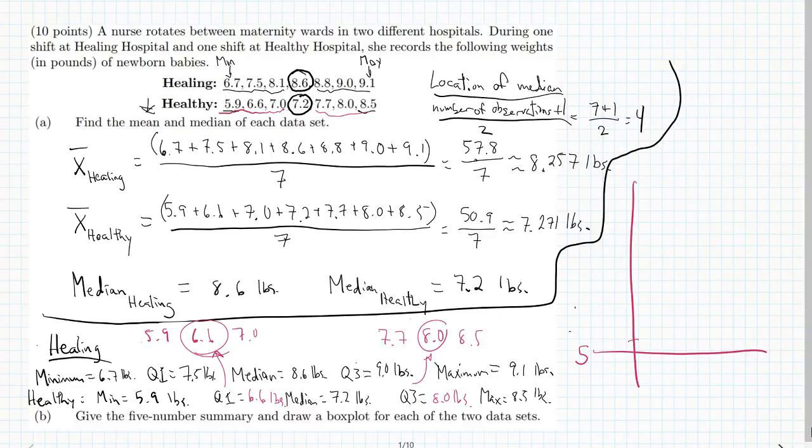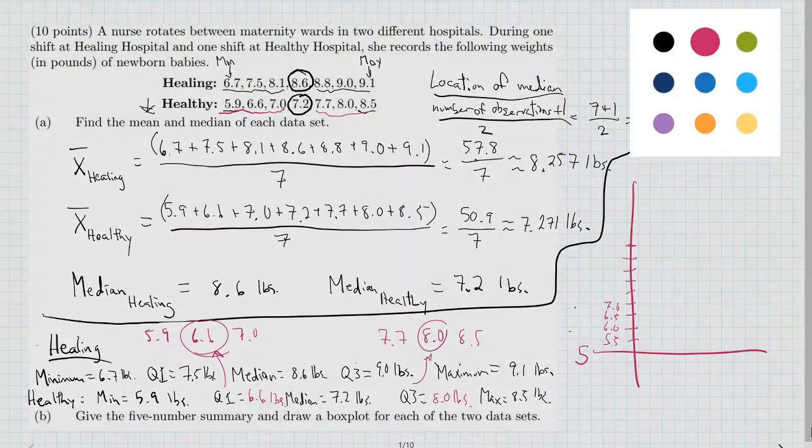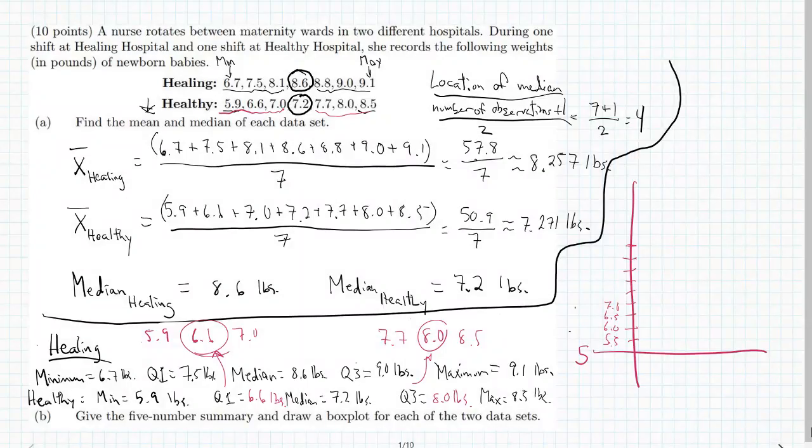And we can have each little hash mark. So that could be 5.5, this could be 6.0, 6.5, 7.0, and then we don't have to mark every one, but 7.5, 8, 8.5, and 9. And then we need to go up to 9.1, so we'll go right there. Okay. So now I'm actually going to use some different colors just so you can distinguish this a little bit.